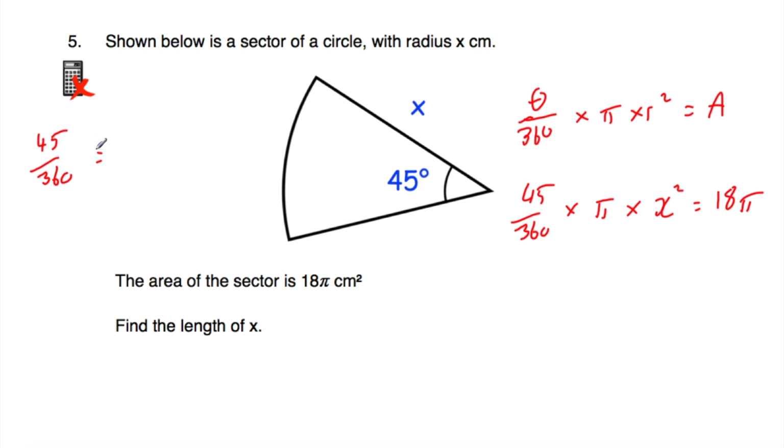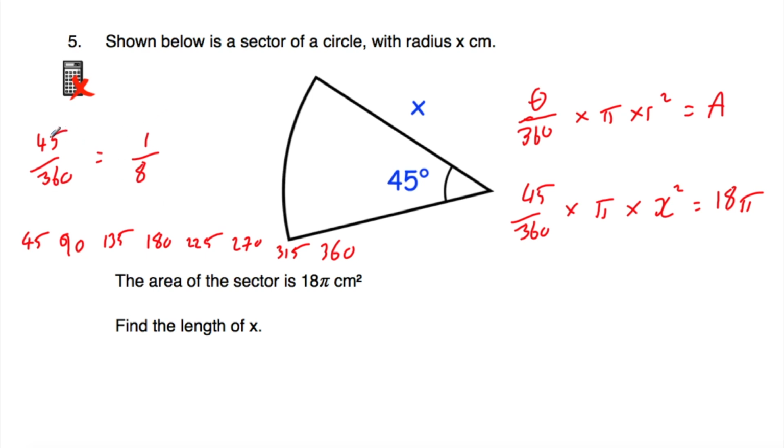Now I want to cancel this down. Actually both of these numbers are divisible by 45. I know that with a right angle, that's a quarter of a circle, so 45 would be an eighth of a circle. So we could divide both of these by 45, and 45 divided by 45 is 1, and 360 divided by 45 is 8. If we count up in 45, it's 45, 90, 135, 180, 225, 270, 315 and 360, and as you can see we've got 1, 2, 3, 4, 5, 6, 7, 8. So if we divide both of these numbers by 45 we get 1/8.